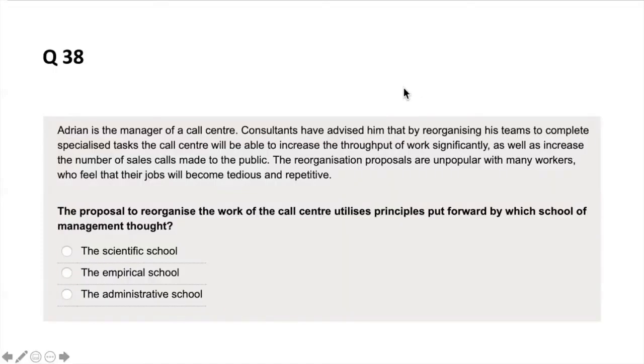Question number 38. Adrian is the manager of a call center. Consultants have advised him that by reorganizing his teams to complete specialized tasks, the call center will be able to increase the throughput of work significantly, as well as increase the number of sales calls made to the public. The reorganization proposals are unpopular with many workers who feel that their jobs will become tedious and repetitive. The proposal to reorganize the work of the call center utilizes principles put forward by which school of management thought?